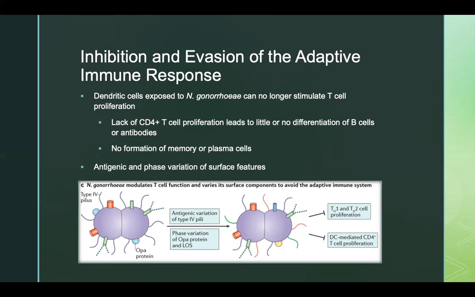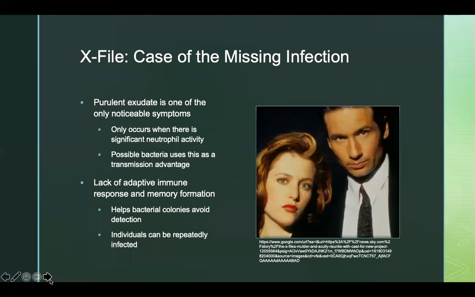On top of this, there is significant antigenic and phase variation of surface features on the bacterial surface, such as with that type 4 pili. The type 4 pili could act as a protein epitope that could be presented on MHC molecules of antigen presenting cells to T cells. But because they vary so much, you actually never see an effective presentation and further activation of T cells, not to mention the fact that the dendritic cells themselves cannot lead to any sort of T cell proliferation for a more effective T cell based response. So where does this leave us?